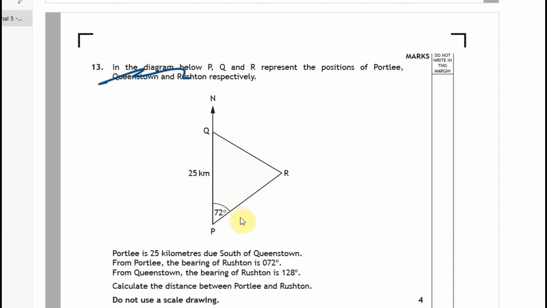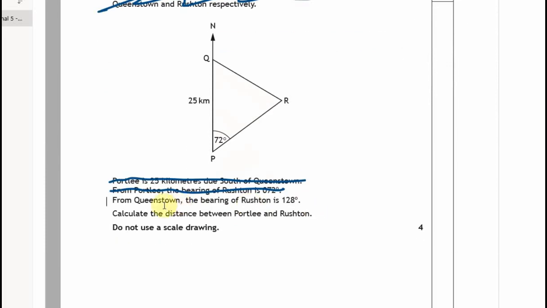Okay, so I can see that Portlaoise is 25 due south. That's shown. Bearing 72, that's shown. Now this doesn't seem to be shown. From Queenstown, the bearing of Rushden is 128. So that's not shown. This bit in here is 128, not shown. That's interesting, they never showed that.